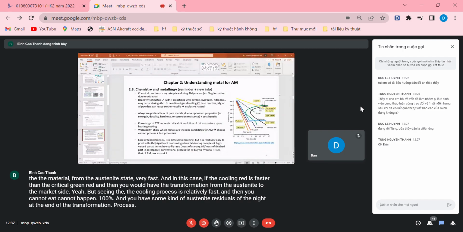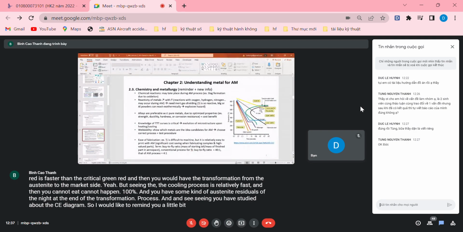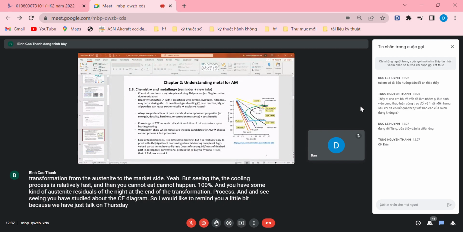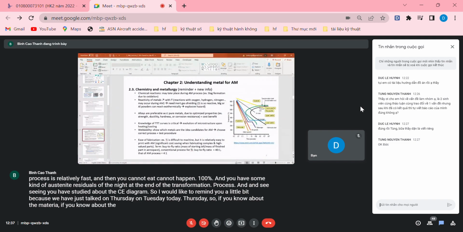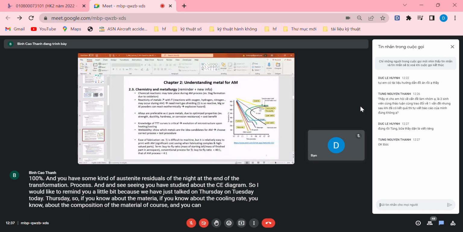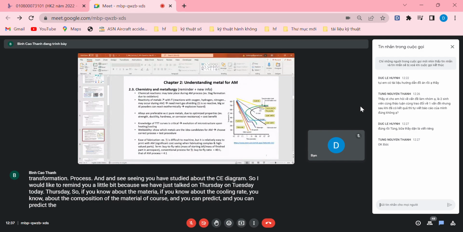And since you have studied the TTT diagram, I would like to remind you a little bit, because we just talked about it on Tuesday. Today is Thursday. So if you know about the material, the cooling rate, and the composition of the material, of course, you can predict the microstructures. Which one should we have at the end of the heating or cooling process?